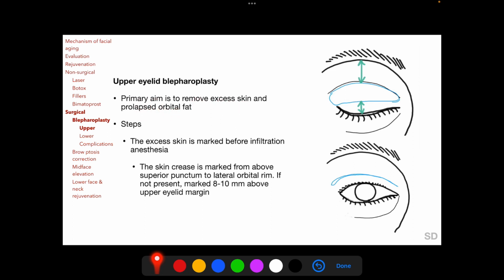mentioned, and upper eyelid blepharoplasty starts by marking the excess skin which needs to be removed before administering infiltration anesthesia. The upper eyelid skin crease is marked from above the superior punctum to the lateral orbital rim, and if the upper eyelid skin crease is not present, the skin marking is done 8 to 10 millimeters above the upper eyelid margin.